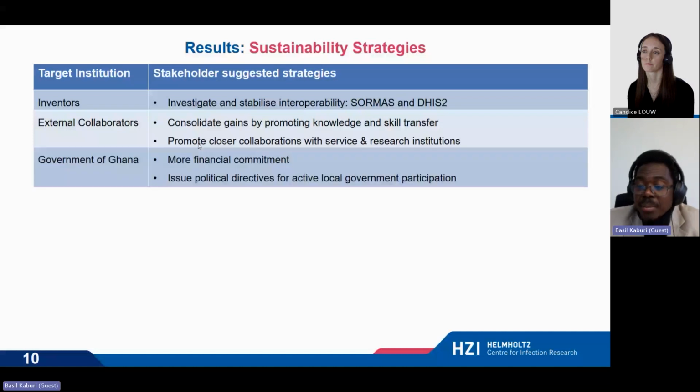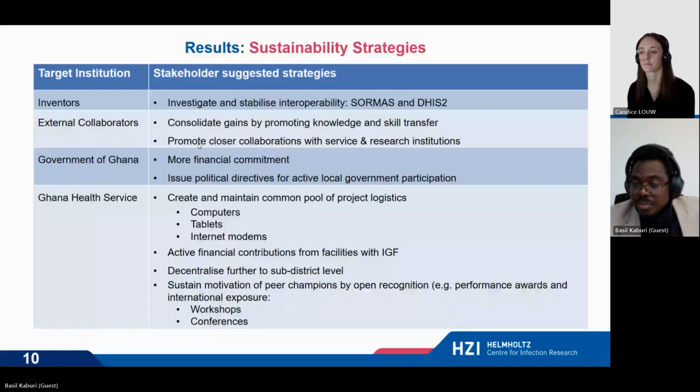To the government of Ghana, they think the government should commit more financially to the implementation, and the issue of political directives for active local government participation came up, because they said they didn't feel that the municipal assemblies and district assemblies were as committed as the office of the president in the successful implementation of the system, SORMAS. And of course, Ghana Health Service took a lot of the recommendations because they are the implementation arm.